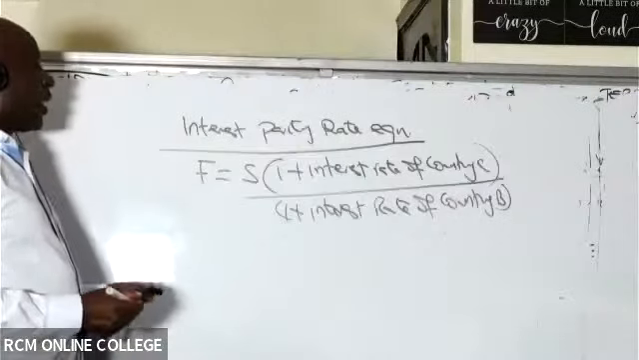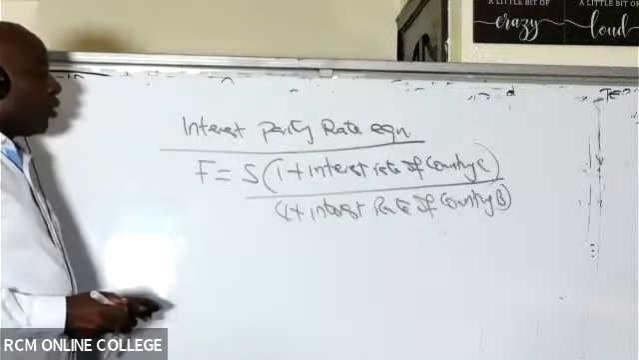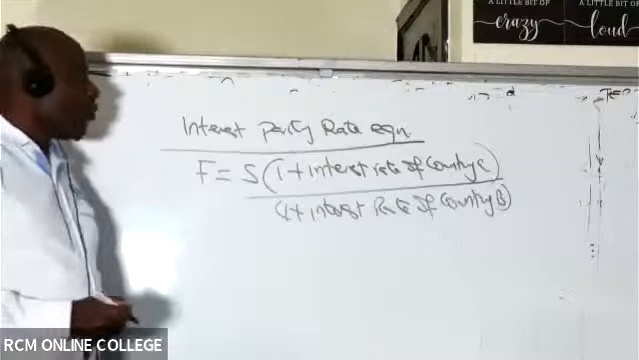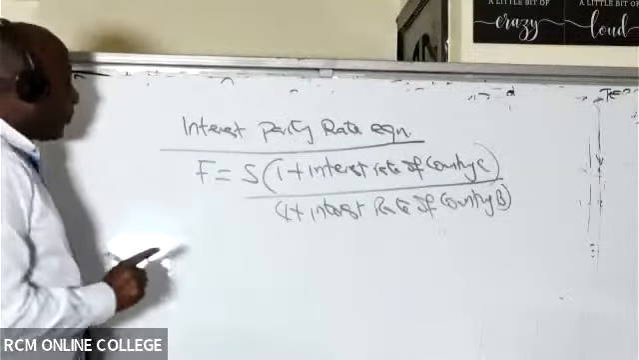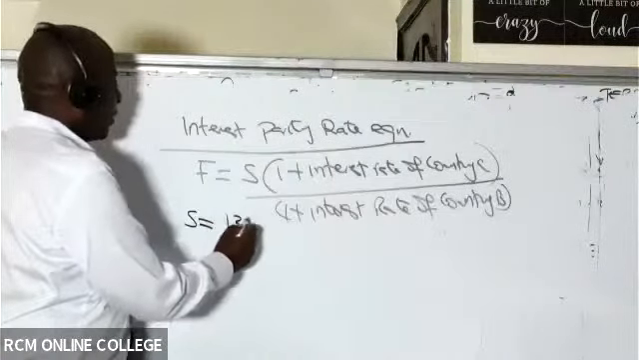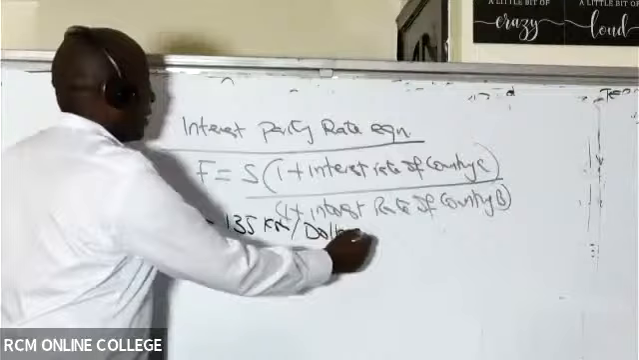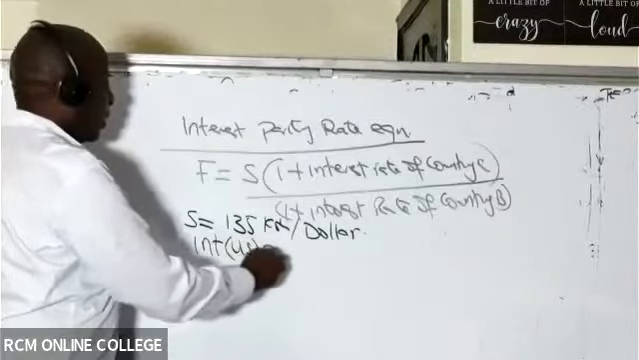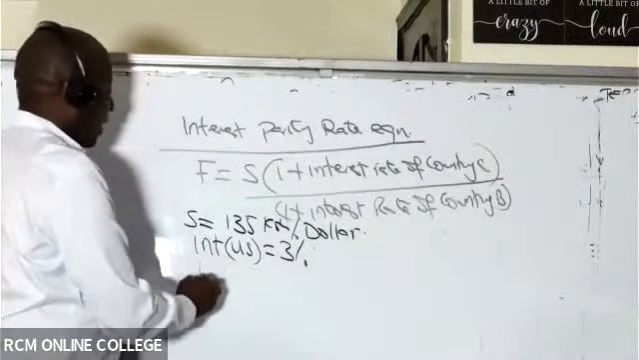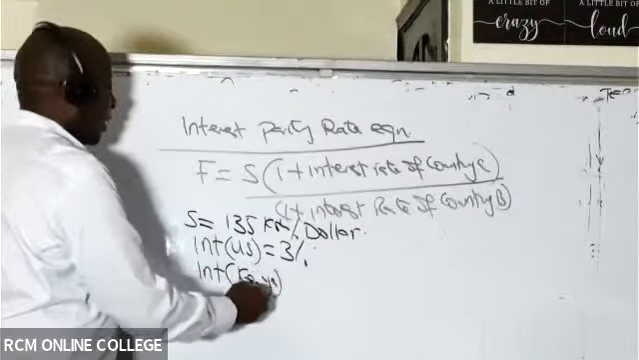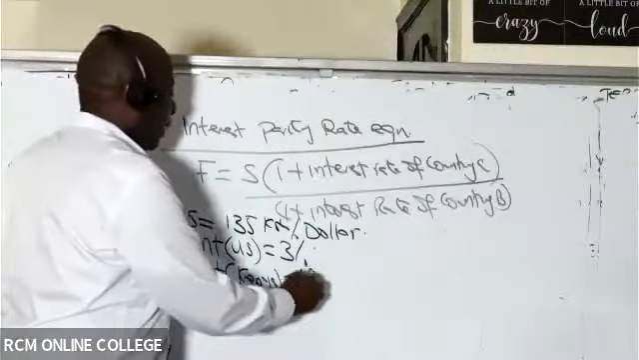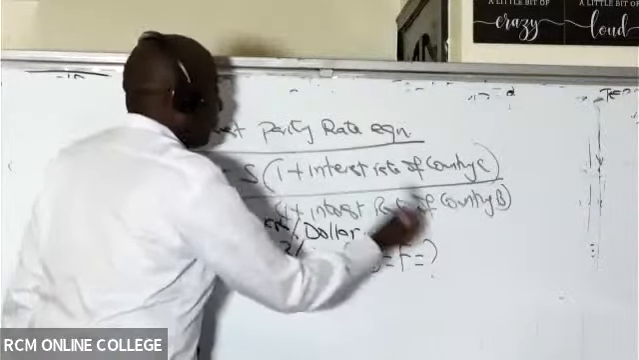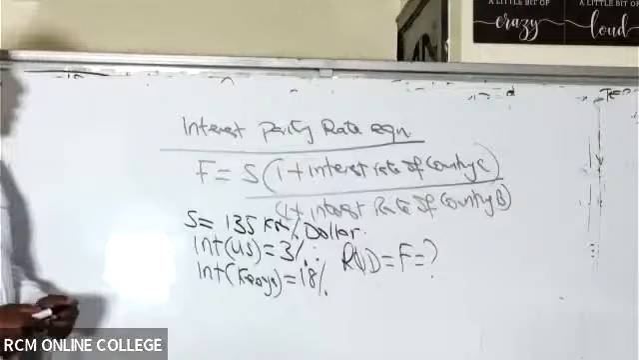So F equals S times 1 plus interest rate of country C all over 1 plus interest rate of country B. So, ladies and gentlemen, I would want us to contextualize this by looking at an example. Assuming that today S is 130 Kenya shillings per dollar. This is a spot rate, today's spot rate. And then they have given us interest in US 3%, and interest in Kenya, let's talk of 18%. So we are required here to determine F using this interest rate parity equation.